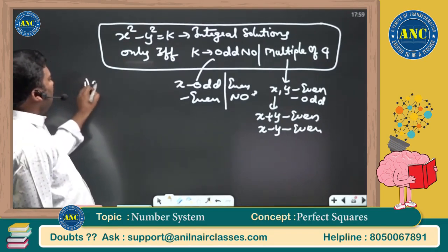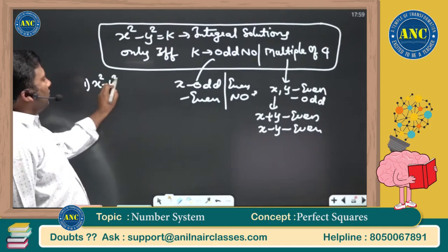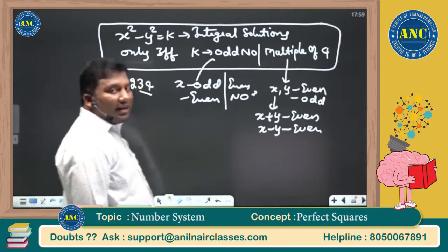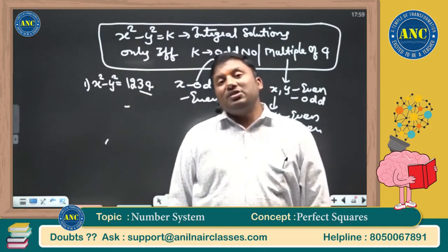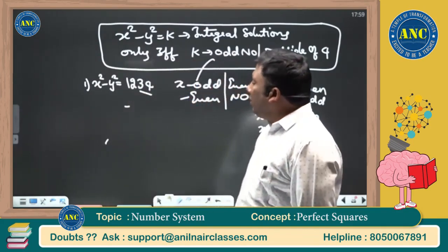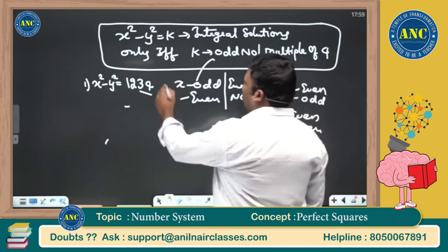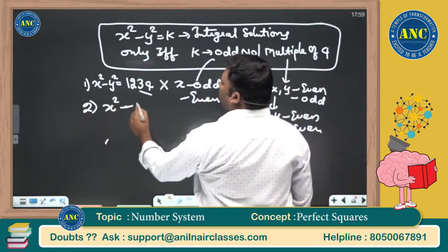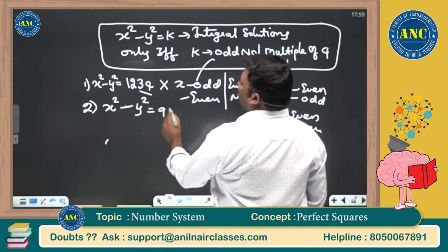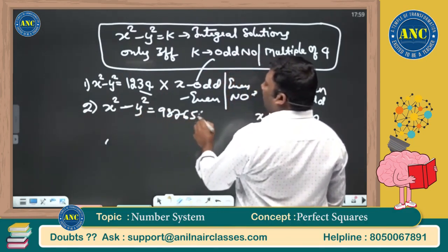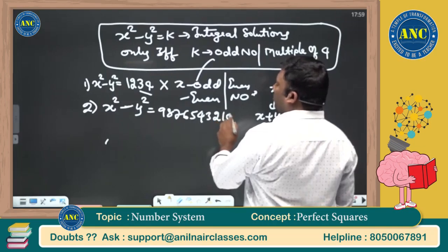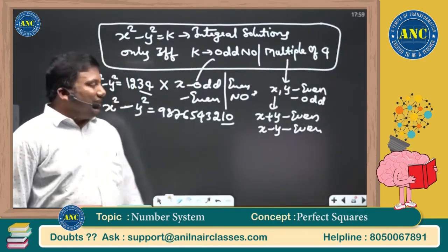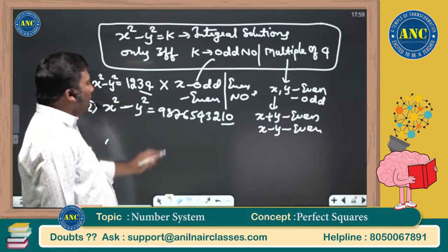What is the first question? X square minus y square equivalent to 1234, right hand side 34. What is the divisibility rule of 4? 4 into 8 plus 2, 4k plus 2. No value for x, y. What is the original CAT question? X square minus y square equivalent to 9876543210. It is not a multiple of 4 or an odd number.